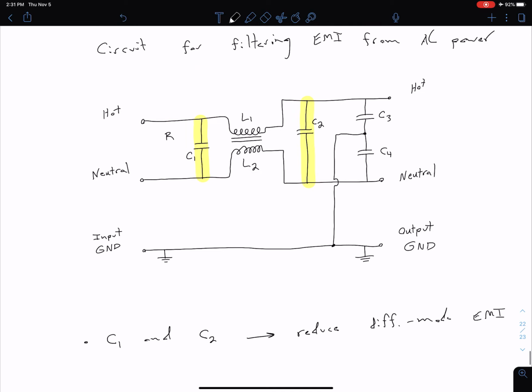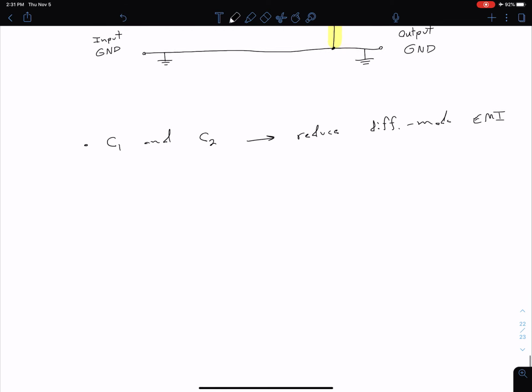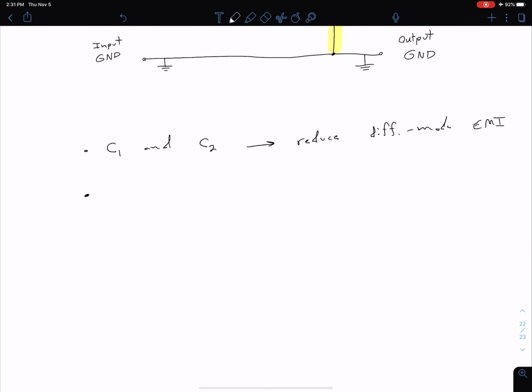So then coming back up here, if we have some common mode EMI that's present on both our hot and neutral, C1 and C2 wouldn't really be helping because it's already on both of those. But that's where these capacitors C3 and C4 come in. We have a path from each of our hot and neutral lines through the capacitor and then to our ground. So our capacitors C3 and C4 are reducing our common mode EMI.